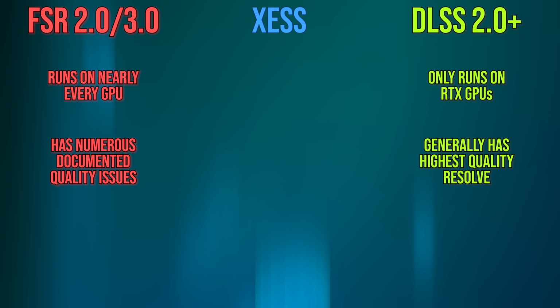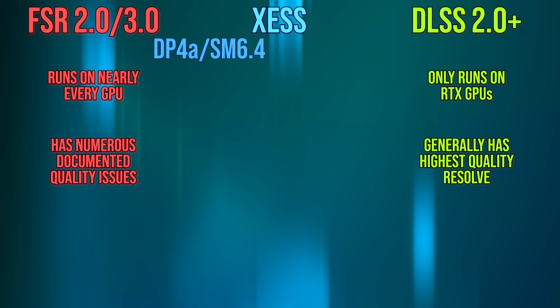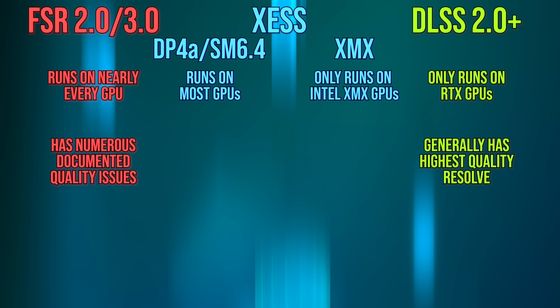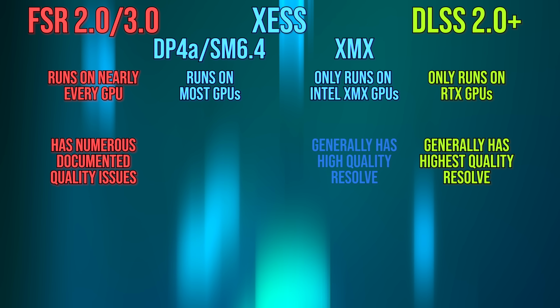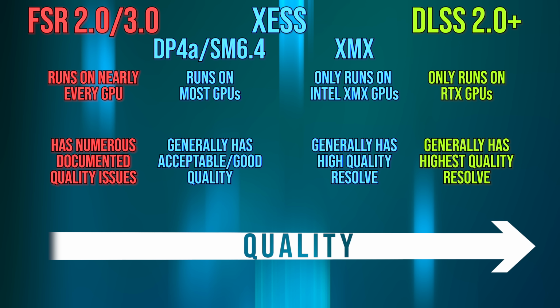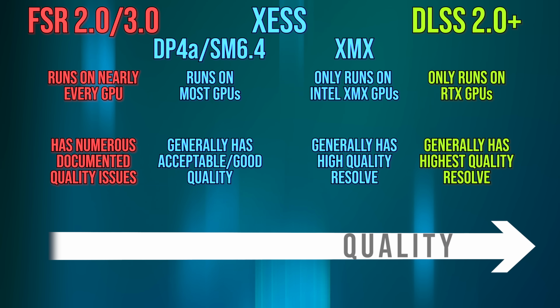For Intel in the middle there, it has two paths that are relevant to the user, both using machine learning. There's the DP4A version of XeSS, which can run on pretty much any modern GPU from the last 4 years at least, and then there's the XMX version, which runs exclusively on Intel GPUs with XMX units. The XMX version has better quality than the DP4A version, so there's kind of a hierarchy of quality that I'm showing here, with FSR 2 on the bottom and XeSS DP4A above that, then XeSS on Arc above that, and then DLSS usually at the top.